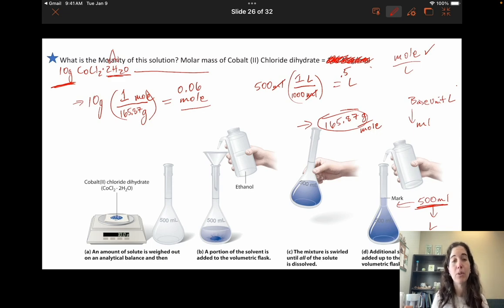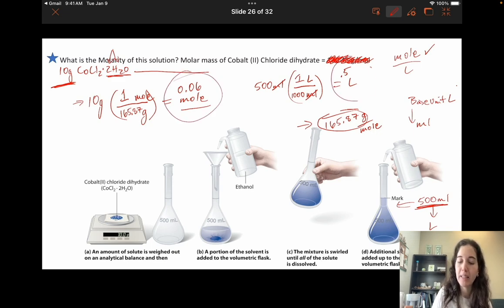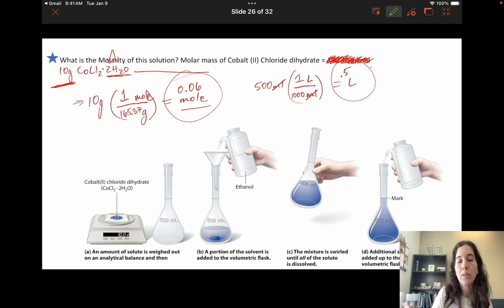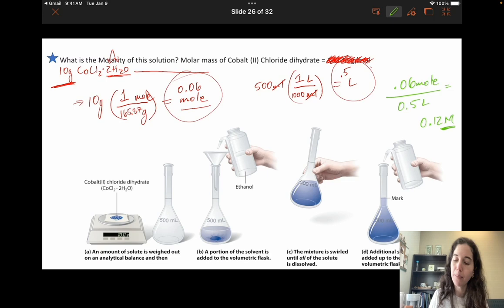Now we can just put these numbers over each other. We can combine these. So what we'll do is we'll put the 0.06 moles, and we're going to put that over our 0.5 liters. This is the unit we want to end up with, moles over liters. And that gives us 0.12 molar, capital M, not lowercase m. This is a much more reasonable molarity. Molarity should be a smaller number, usually less than 1.